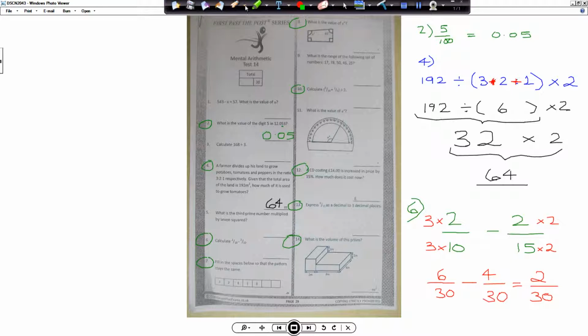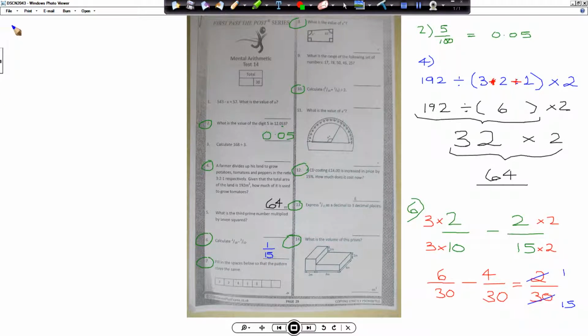Now 2 over 30 can be simplified. When we simplify a fraction, we divide top and bottom by the same number. So 2 divided by 2 is 1, and 30 divided by 2 is 15. So number 6, the answer here will be 1 over 15. Done.